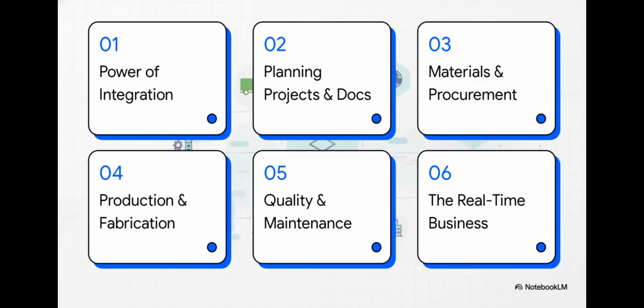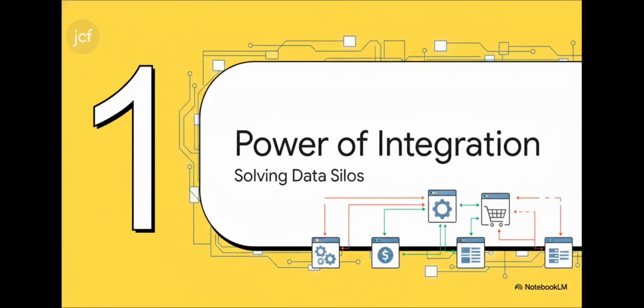Here's a quick roadmap for this explainer. We'll start with the power of integration, move into planning projects and documents, then look at managing materials, production and fabrication, quality and maintenance, and finally, we'll wrap up with the real-time business. All right, let's kick things off with Section 1, the power of integration.